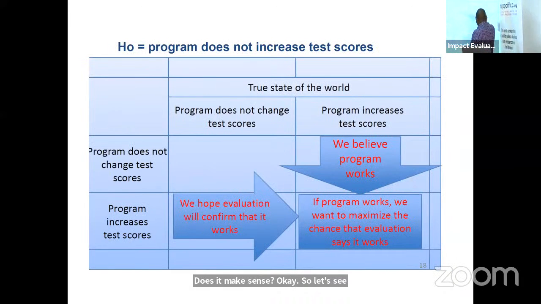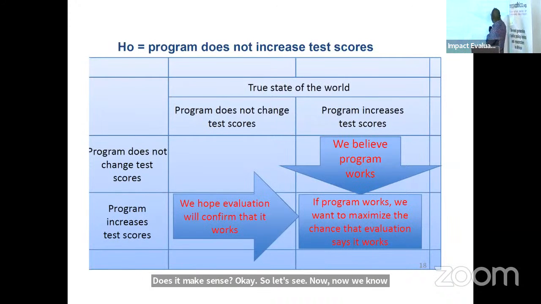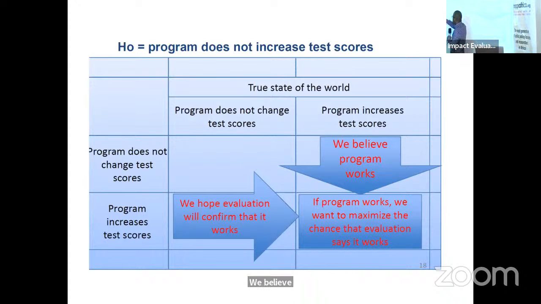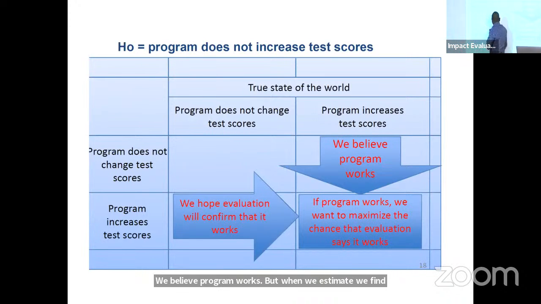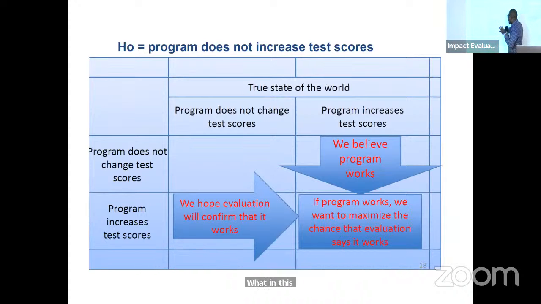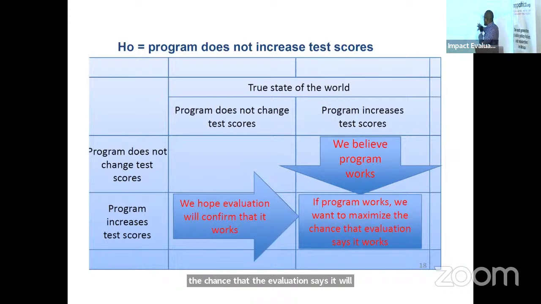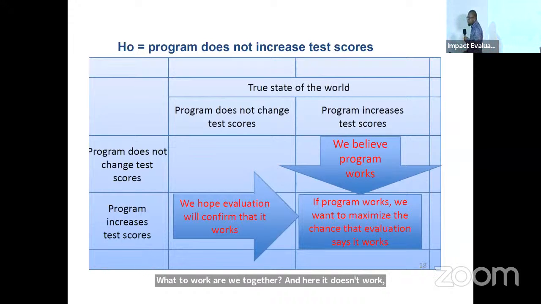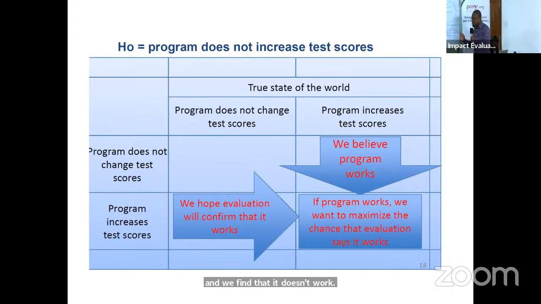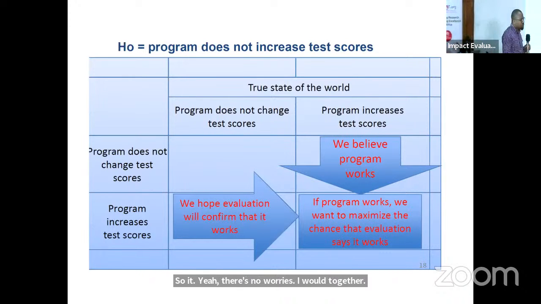Now we know these cells very well. In this cell, we believe the program works, but when we estimate, we find that it doesn't work. In this cell, we hope evaluation will confirm that the program works, but in reality, the program doesn't work. And in this cell, if the program works, we want to maximize the chance that the evaluation says it will work. And here, it doesn't work, and we find out it doesn't work. So here, there's no worries. Does it make sense? Are you all following? Good.